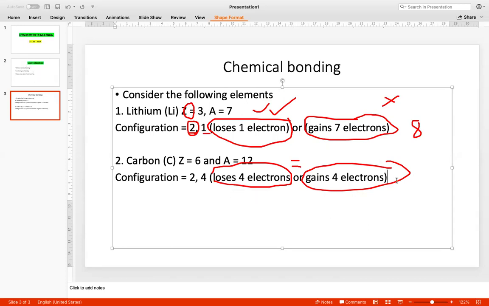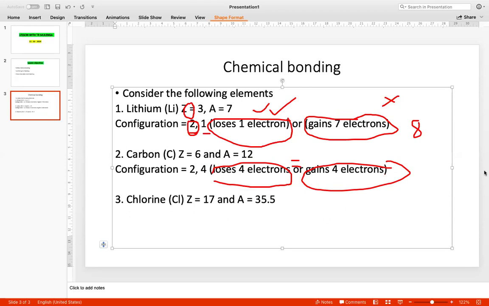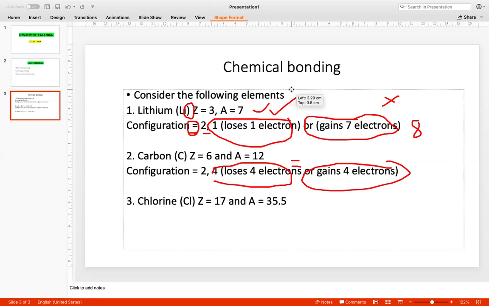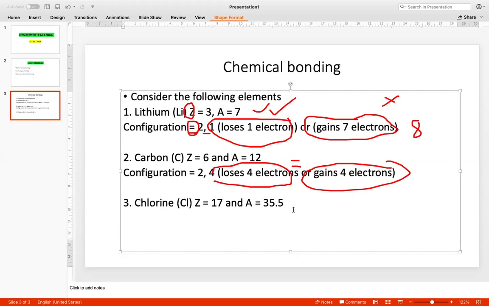Let's look at the second last, which is the third one. We're going to look at fluorine. Let me just look at chlorine. Chlorine, the symbol is capital C and a small l. Likewise, the atomic number is 17 and the mass number is 35.5. How do we write the electronic configuration? So the electronic configuration will be like this.